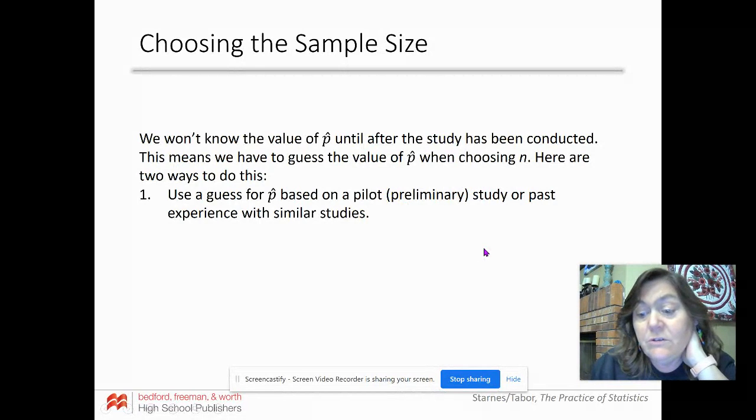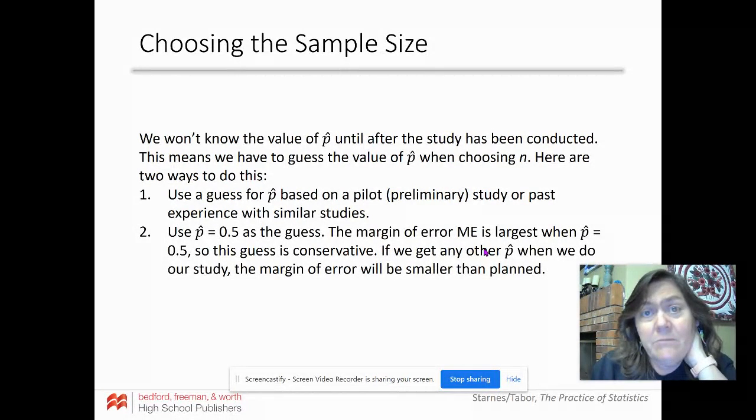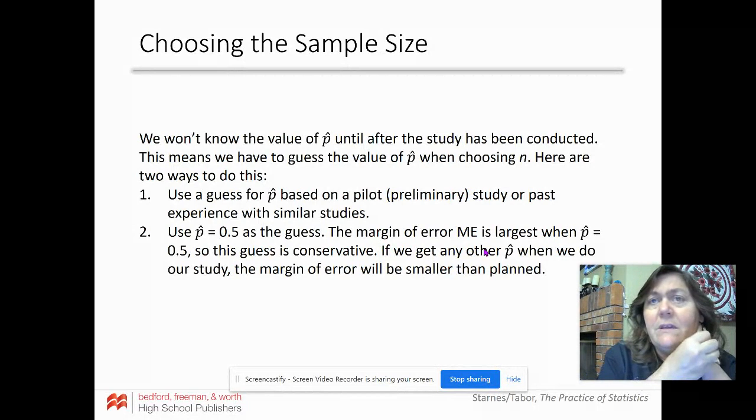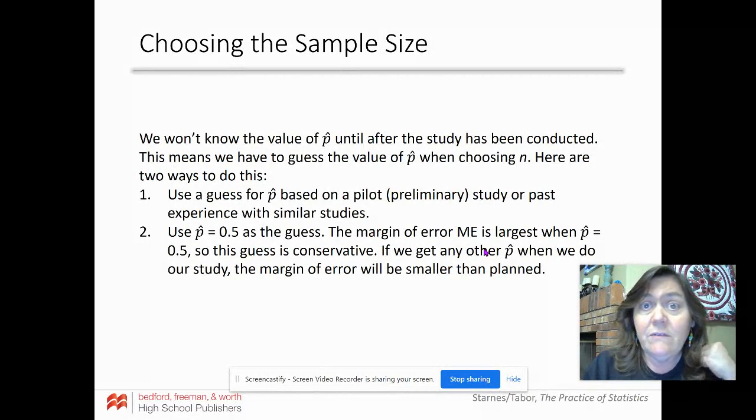So here's a couple of things that you could do. You either use a guess for p-hat based on a pilot study that was done, or maybe past experience with similar studies. Then you would just say, well, in the past, this has been about 38% or 40%, and you could use that. But most of the time, if we're trying to find the sample size first, remember, this is going before the study is done. Everything we've done so far gives you the study is done, and it says 120 out of 300 people said this, right? We don't have any of that now. We don't know n. We're trying to figure out, well, how many should I sample? And then I don't even know the results.